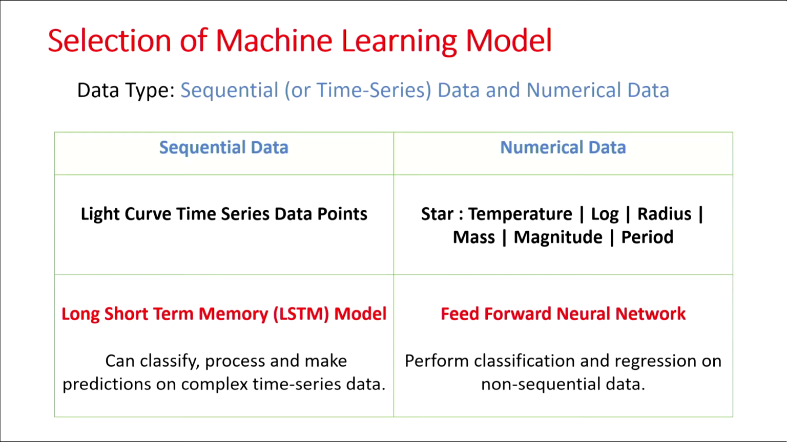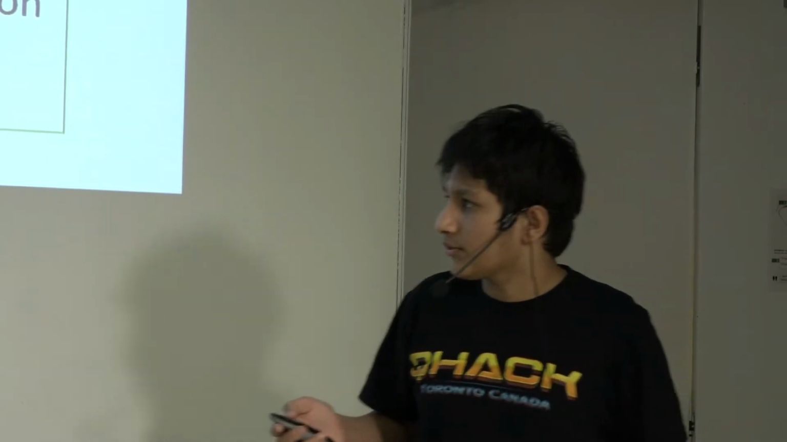Now, for the numerical data, the data that doesn't follow in order, we need to use a different kind of machine learning algorithm. So I decided to use a feed-forward neural network, which is a neural network that is capable of analyzing patterns in non-time series data. And this is a slightly simpler neural network.